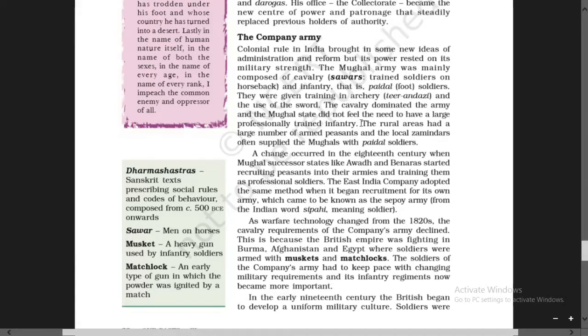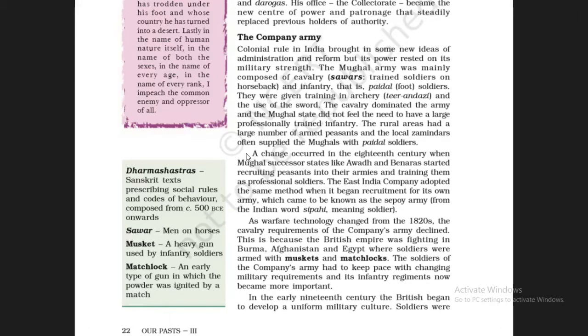The rural areas had a large number of armed peasants, and the local zamindars often supplied the Mughals with paidal soldiers. Peasants means agriculturists. So they were provided with arms. And the local zamindars, zamindar means landowner, often supplied the Mughals with paidal soldiers.